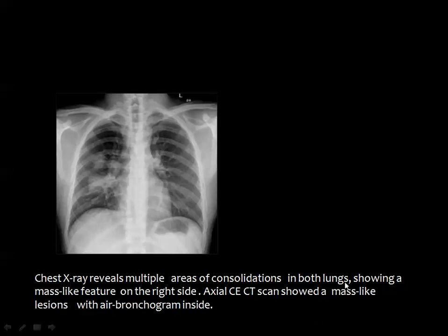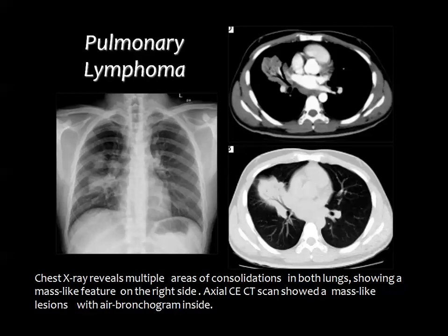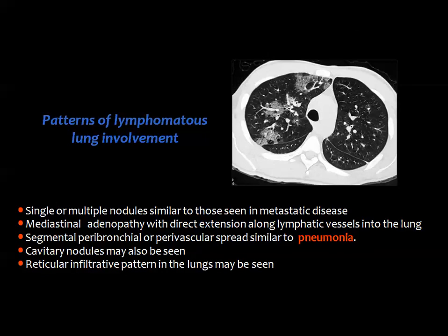Then you may be confronted by the non-resolution of the lesion or the persistence of the imaging findings. And you go to the CT scan and you see a lesion which is exactly similar to a pneumonic patch with internal air bronchogram, and this lesion is not responding to antibiotic. Then you go by biopsy, and then you know that this is pulmonary lymphoma. These are the manifestations of lymphoma in the lung.